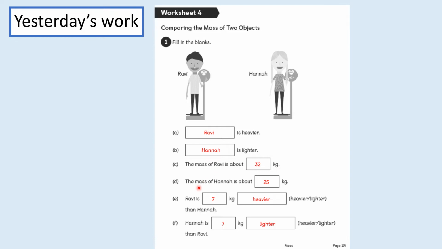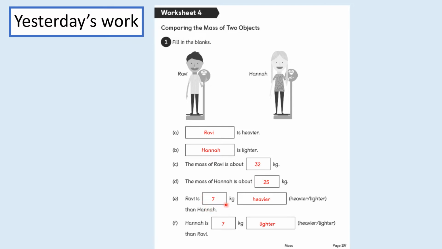For question D, the mass of Hannah is about 25 kilograms. Again, if you got an answer that's between 22 kilograms and 30 kilograms here, then you can give yourself a tick. So for question A, we should have got Ravi is heavier. And for question B, we should have got Hannah is lighter. And then question E and F, we were working out how much heavier Ravi is than Hannah. So we needed to find the difference between 32 kilograms and 25 kilograms. And we should have got 7 kilograms as our answer.